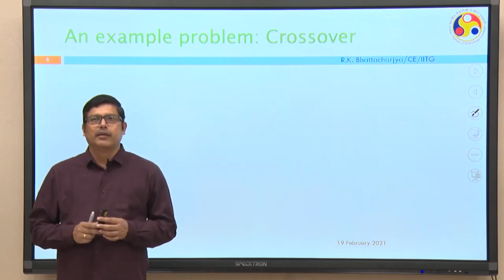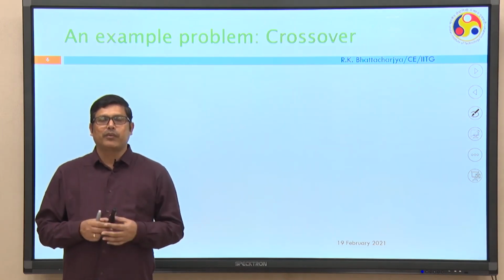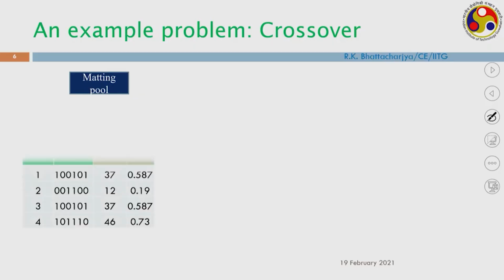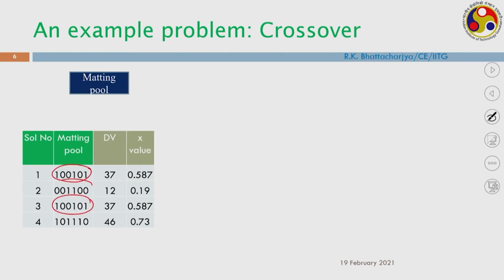The next step is the crossover operator. You have to apply the crossover on the solutions in the mating pool. The mating pool is whatever you are getting after the selection operator. So, now I have 2 copies of the first solution, then 1 copy of this solution and 1 copy of this solution. I am just writing the decoded values. So, this is 37 and this is 37, and the x value is 0.58 for both, and this is 0.19 and 0.73. So, this is the solutions in the mating pool.